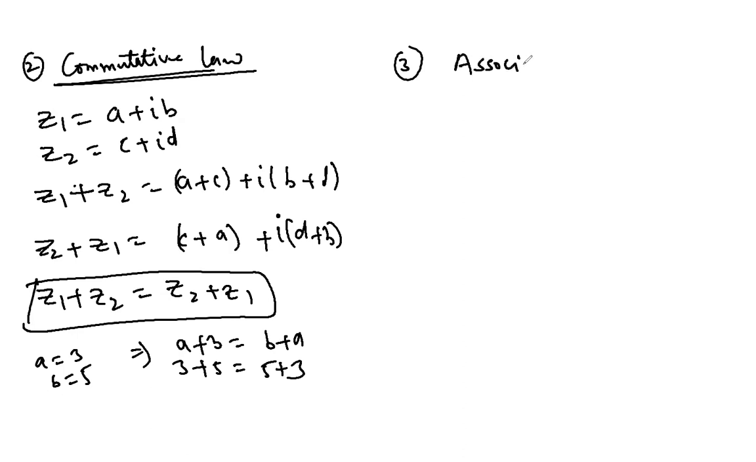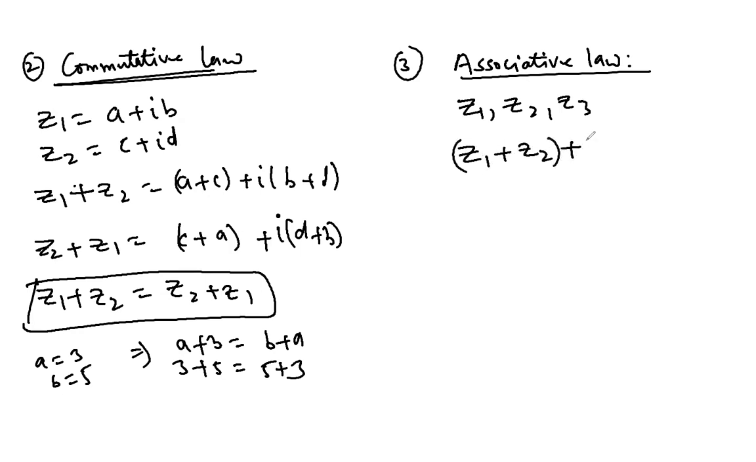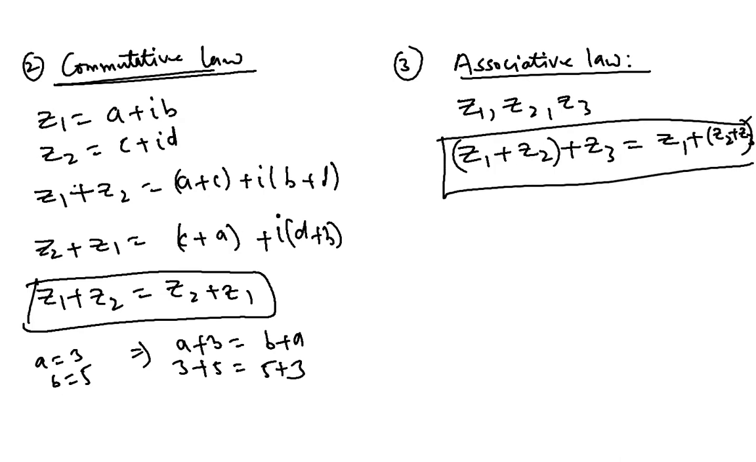Okay, associative law. In associative law, we have three complex numbers, like Z1, Z2, and Z3. You can add two first, and then add the third one. In the second case, you leave one of them, and add the second with the third one. If complex numbers follow this rule, then you say they follow the associative law.